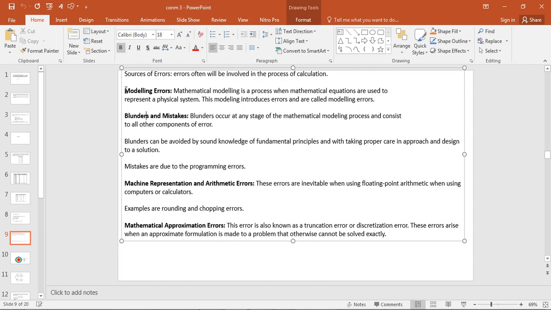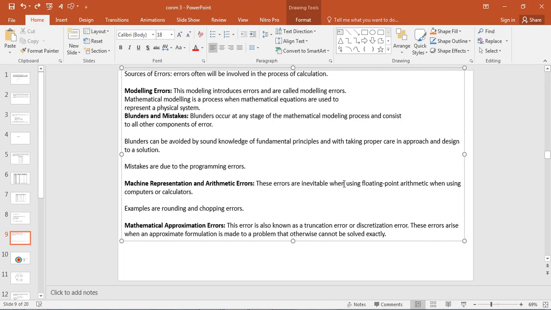But this modeling error can be minimized, but it cannot be eliminated. You cannot make a system completely modeling-error free. I mean, that's not possible. There will be some sort of error that will be there. Okay. Then we have machine representation arithmetic error.